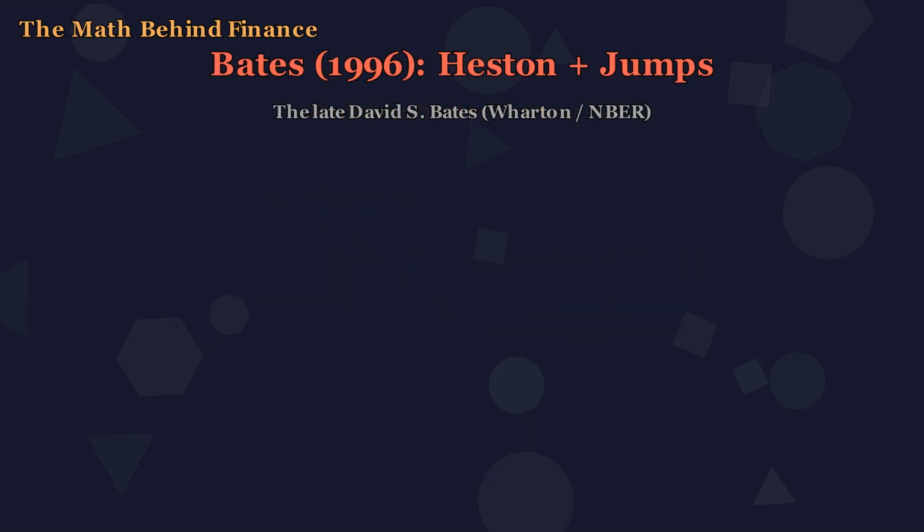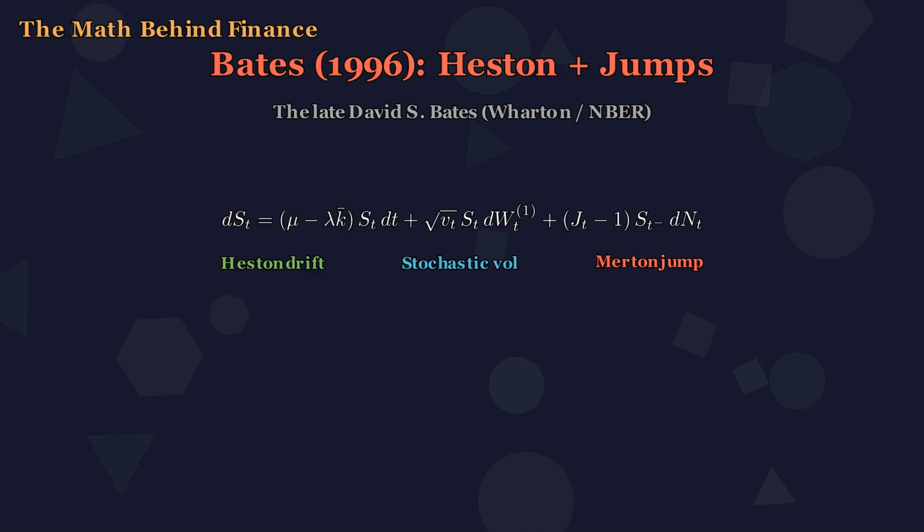In 1996, the late David S. Bates proposed an elegant fix. Take the Heston model, keep the stochastic variance process exactly as it is, and add Merton-style log-normal jumps to the stock price. The stock SDE now has 3 components: the Heston drift, the stochastic volatility diffusion, and a new jump term, J-1, times the stock price times dN.